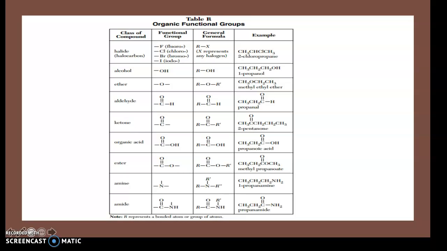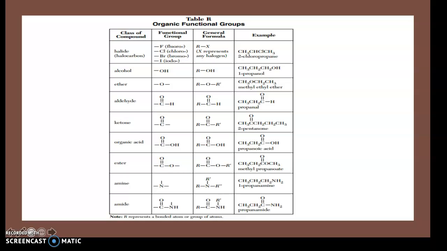So for our classes of compounds, we have the halide. Halides are group 17 elements that can get attached to a hydrocarbon. Once they get attached, the name of the hydrocarbon changes, and we now add a new prefix. The new prefix would be fluoro for fluorine being attached, chloro for chlorine, bromo for bromine, and iodo for iodine. So if you see F, Cl, Br, or I attached to a hydrocarbon, the class of compound is a halide, and the beginning part of the name will have a new prefix.